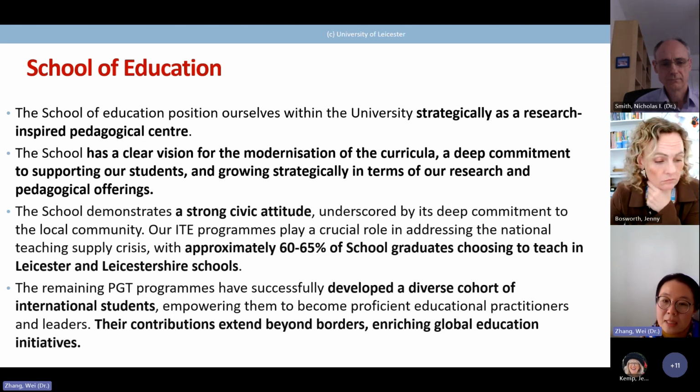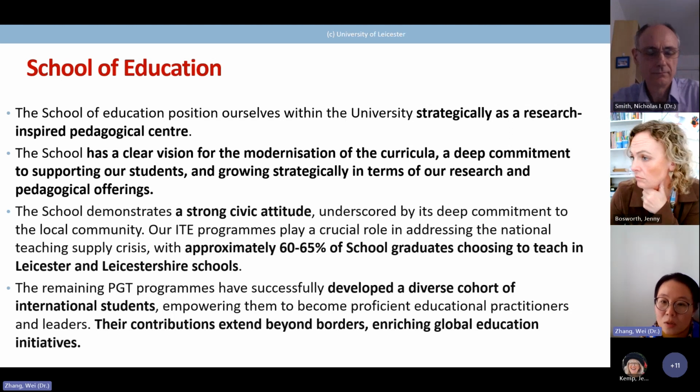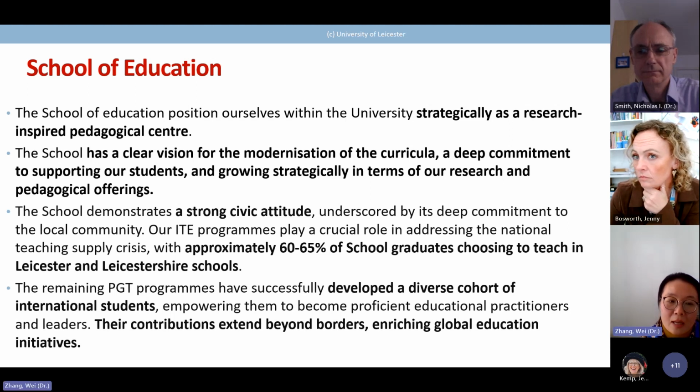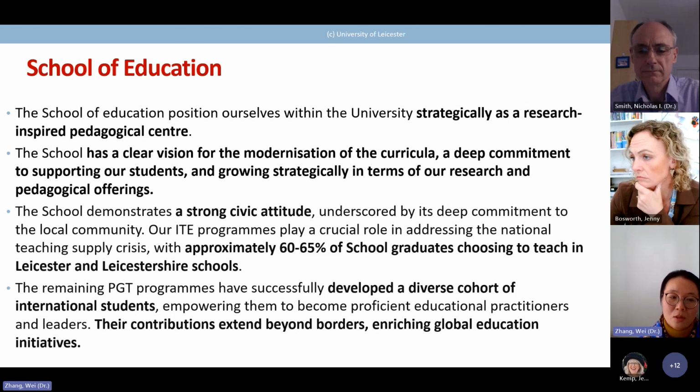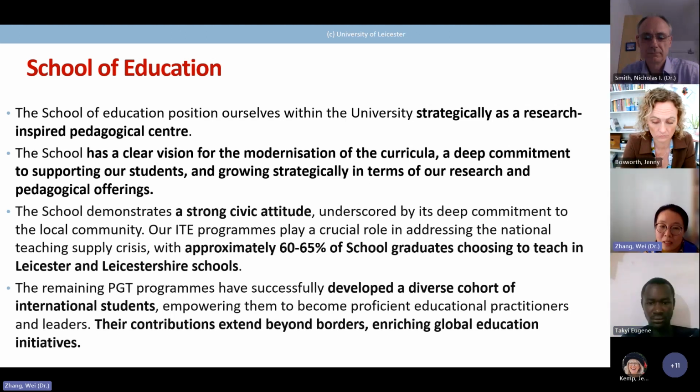We have translated research-inspired education strategies into more tangible actions so that it is understood and implemented by our students and staff. The School of Education has a clear vision for modernizing our curricula. We are also deeply committed to supporting our students and growing strategically in terms of our research and pedagogical offerings. Additionally, our school also demonstrates a strong civic attitude.